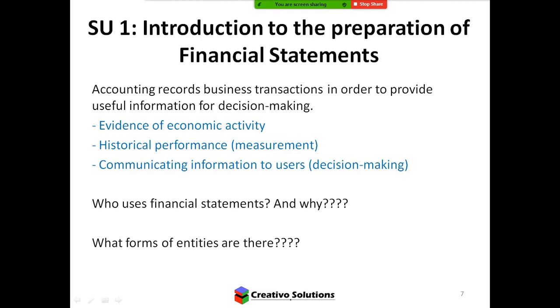Let me think of the right name. I think they even called it non-profits. I think it was non-profit entities or non-profits. I don't think they used government, NGOs. I'll have to go back and look at my notes. But anyway, the point is there are lots of different forms of entities.